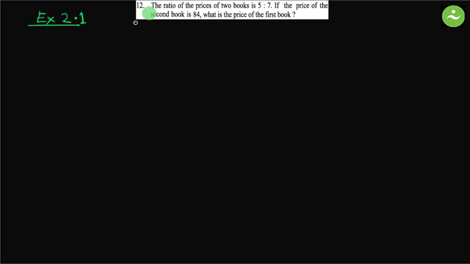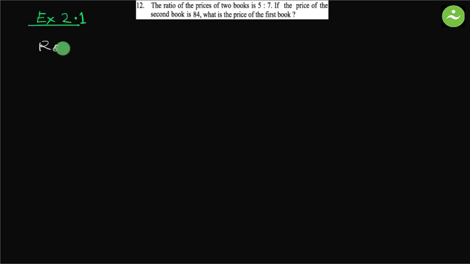Exercise 2.1, Math number 12. The ratio of the prices of two books is 5:7. If the price of the second book is 84, what is the price of the first book? Here we are given the ratio and one of the quantities. When we have the ratio and one of the quantities, we use a variable to find the other quantity.